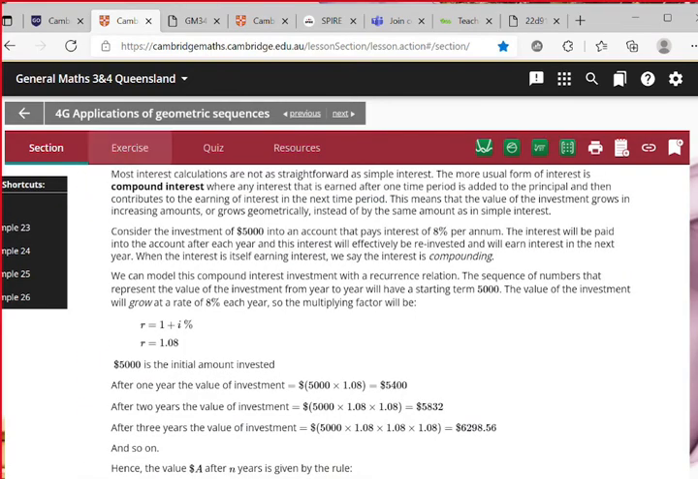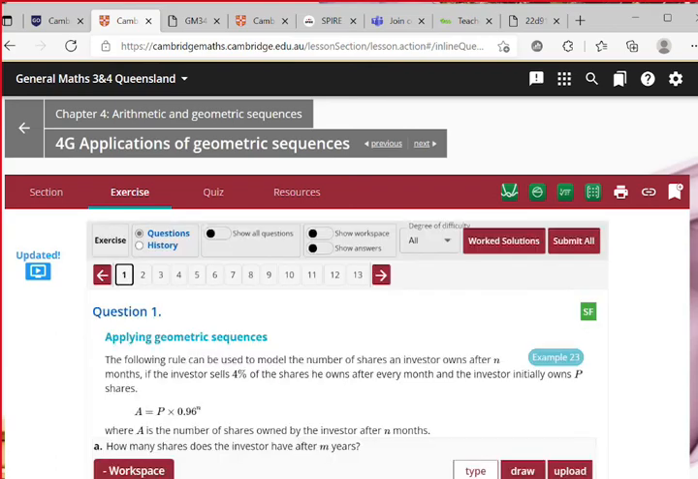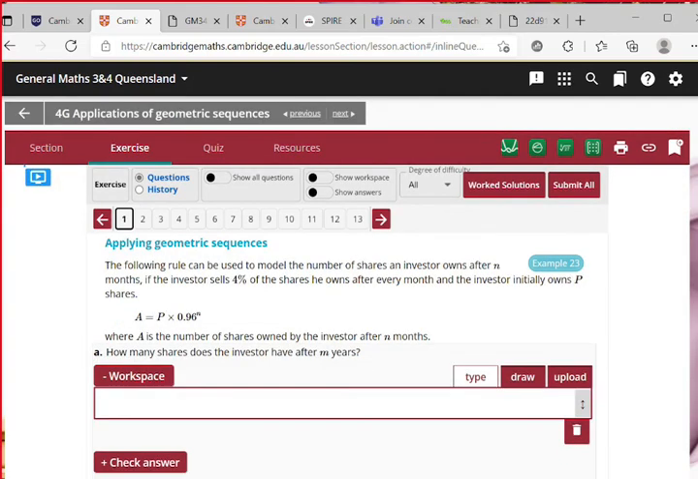So let's just go to the exercises and look at a couple of these. All right. So the first one, applying geometric sequences. Now, they give you the formula here. That means that they've already added this part in, so they're trying to help you out. But if you were doing this without their little helper thing, let's just go ahead and write out what the general rule would be just from the information they give us, okay?